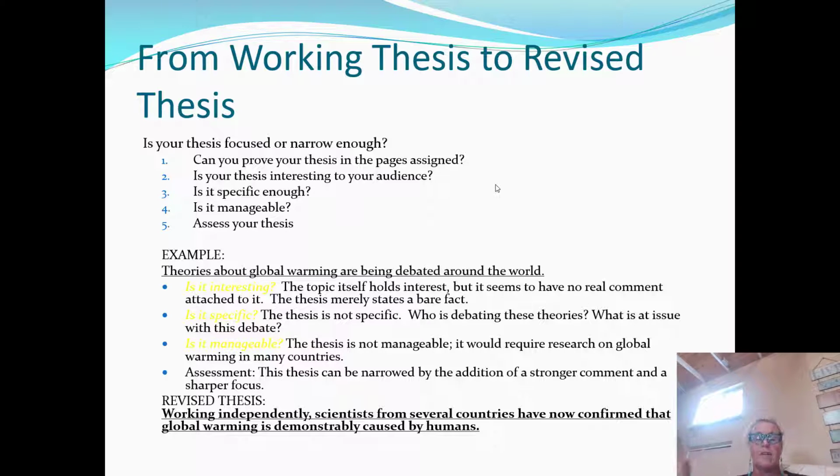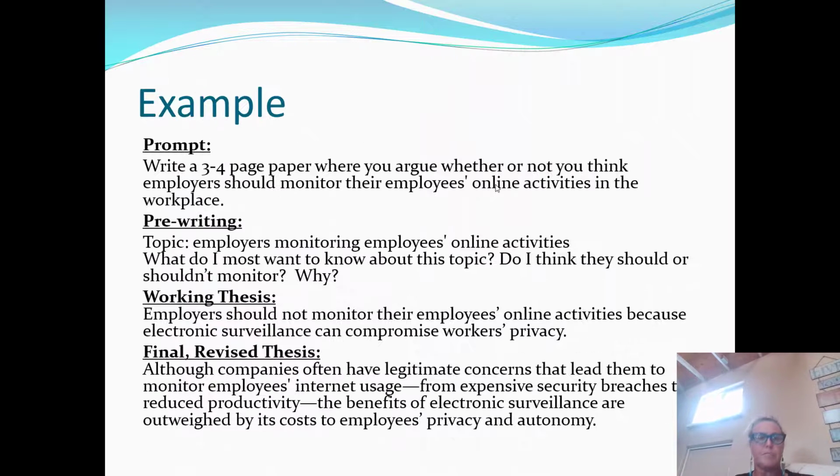So as an assessment, the thesis can be narrowed by the addition of a stronger comment and a sharper focus. So here's a revised version. Working independently, scientists from several countries have now confirmed that global warming is demonstrably caused by humans. In this thesis, we are more specific because it is scientists from several countries. You could even get more specific and name those countries. This is making a statement about something that can be proven with evidence.